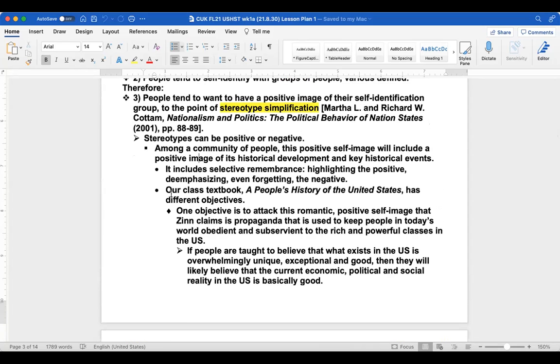So this stereotyping includes selective remembrance, or selective forgetting, is another way of putting it. Just seeing the good things in the history of the past and forgetting about the bad things. Selective remembrance, selective forgetting. And that's nothing new. I mean, just to show you, that's been noted for many years.